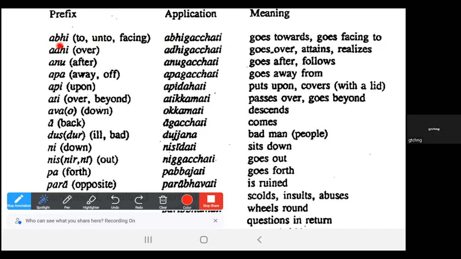You can see that the prefix abhi changes the meaning of gacchati. Now one is adhi. Adhi is over. Adhigacchati has the meaning goes over, attains, and realizes. Besides goes over, it also has the meaning of attains and realizes nibbana. So you can use the word adhigacchati.